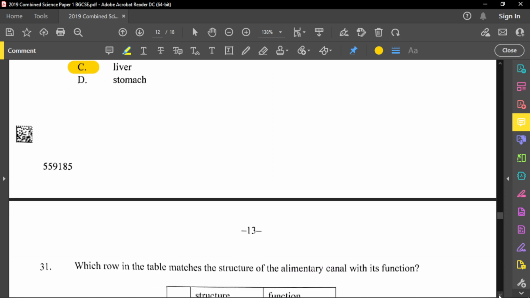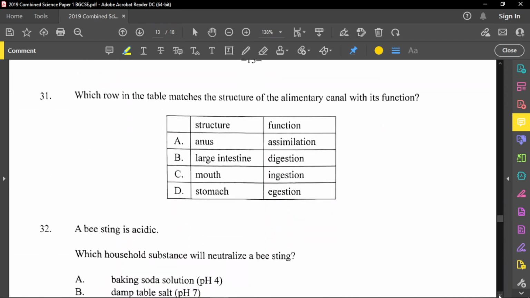All right, so question number 31 now. Which row in the table matches the structure of the alimentary canal with its function. And so the anus for assimilation, absolutely not. The anus is for egestion, getting rid of undigested food. Assimilation is when the nutrients become part of a cell. For example, amino acids come together to form proteins. That's what assimilation is. Large intestine for digestion, absolutely not.